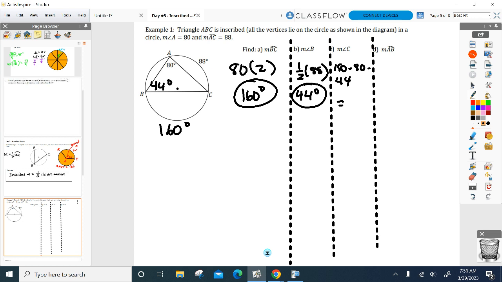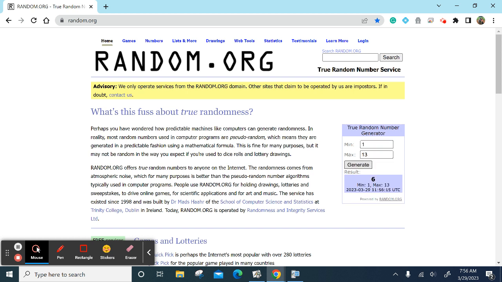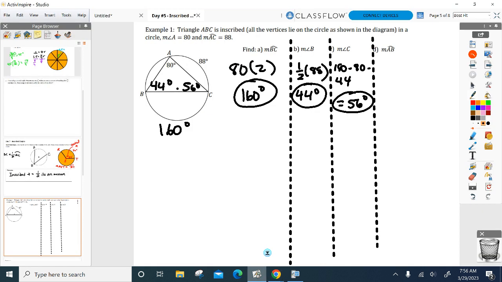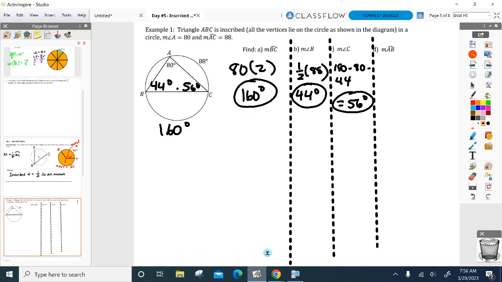There, 56. All right, so that's 56, angle C. And then how about arc AB? How are you going to lead me to get to arc AB? It's across from angle C. Yep, so you just double. Okay, angle C, I could double 56.